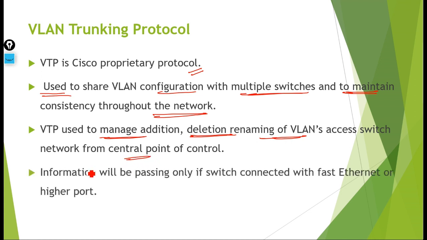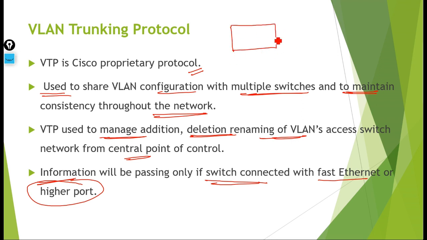Now make sure the information will only be passed between the switches if they are connected with a Fast Ethernet link. It is very important. If you have a connection between the switches, let's say this is my switch 1 and this is my switch 2, the trunk link here should be minimum Fast Ethernet. If it is Ethernet technology, it will not work. VTP will not work. So this is a very important point.